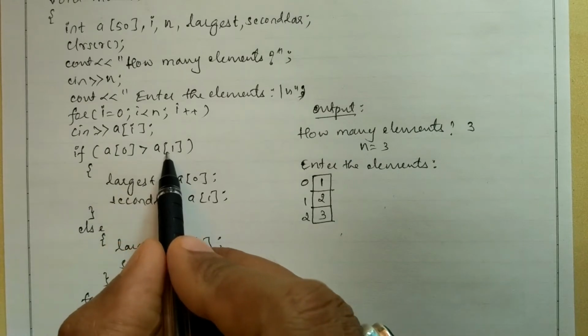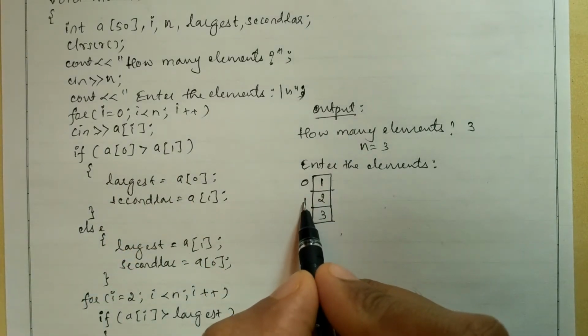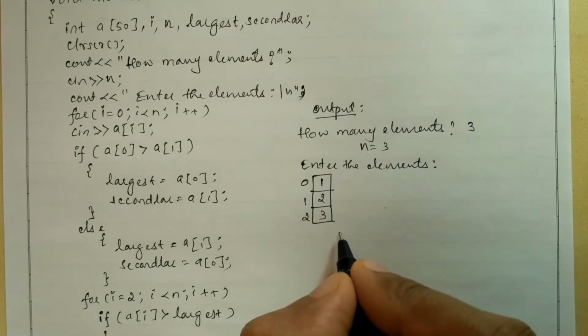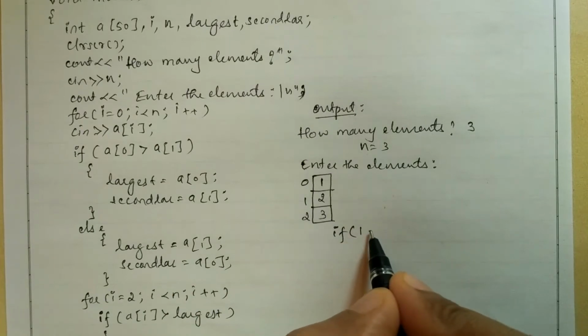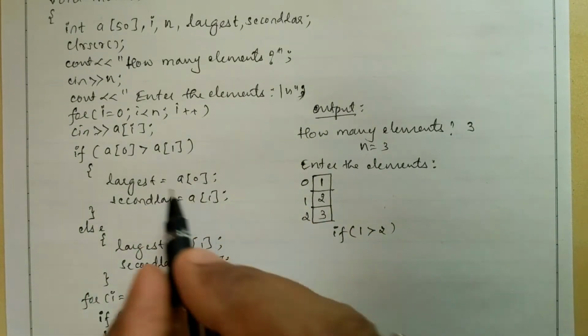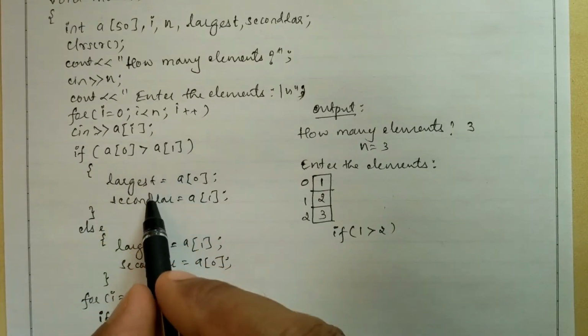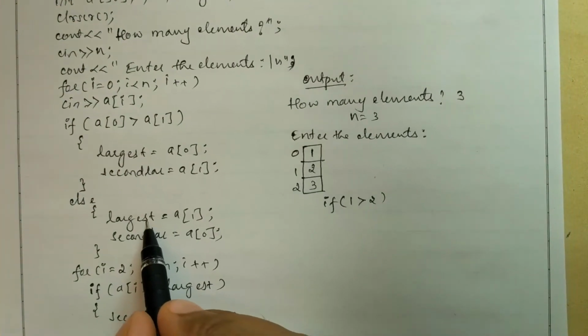If a of 0 is greater than a of 1. A of 0 consists of what? 1 is greater than a of 1. Here I'm going to write: if a of 0, which is 1, is greater than a of 1, which is 2. So is 1 greater than 2? No, the condition fails. Once this condition fails, these two statements will not get executed. So control jumps directly to the else part, right?